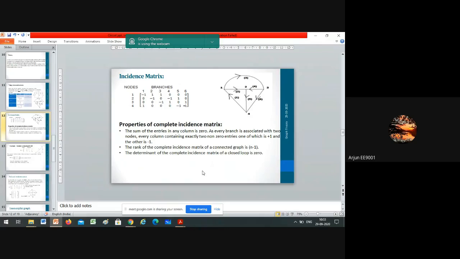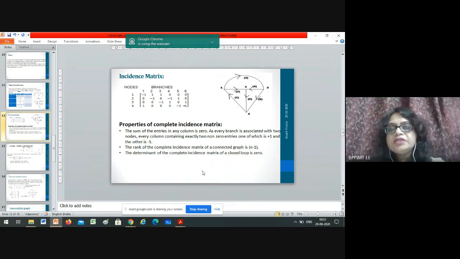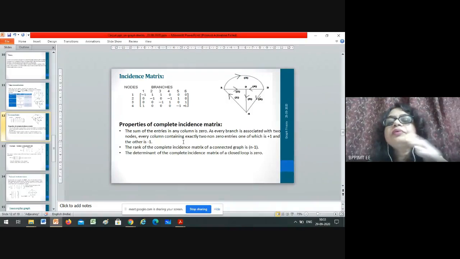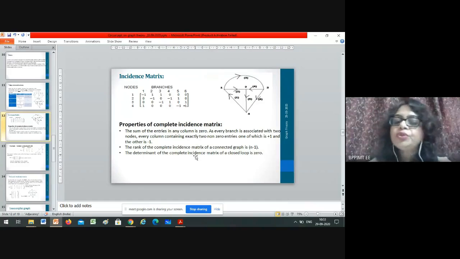Regarding incidence matrix, basically there are three matrices: incidence matrix, tie-set matrix, and cut-set matrix. In the previous class I explained the incidence matrix, and how to create it from a particular graph. Properties of the complete incidence matrix: the sum of entries in any column is 0. If you add the entries in this column, -1 + 1 will be 0. Another property is that the determinant of the complete incidence matrix of a closed loop is 0.